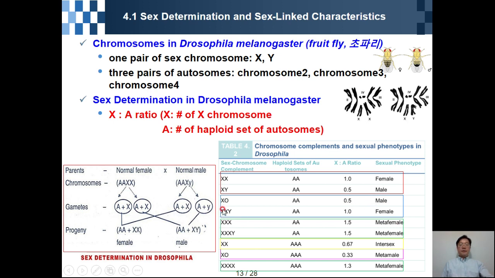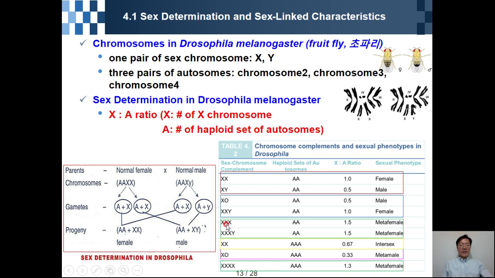How about the XXY, AA system? What is the number of X chromosomes? It is 2. What is the number of haploid sets of the autosome? 1, 2. They have 2. So the final ratio will be 1.0. So it will make the female like this.